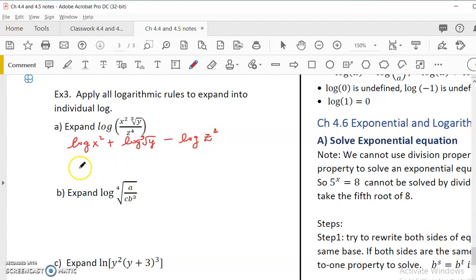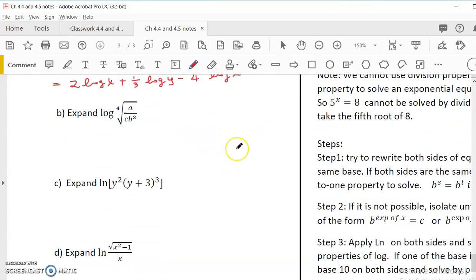This is still not an individual log, so I'm going to move the exponent out. 2 log x plus y to the 1/3, right? Cube root of y is y to the power 1/3, so the 1/3 can move outside as log y. And then minus this 4 can move outside, log z. And that's an individual log, and that's how you need to get to this point.